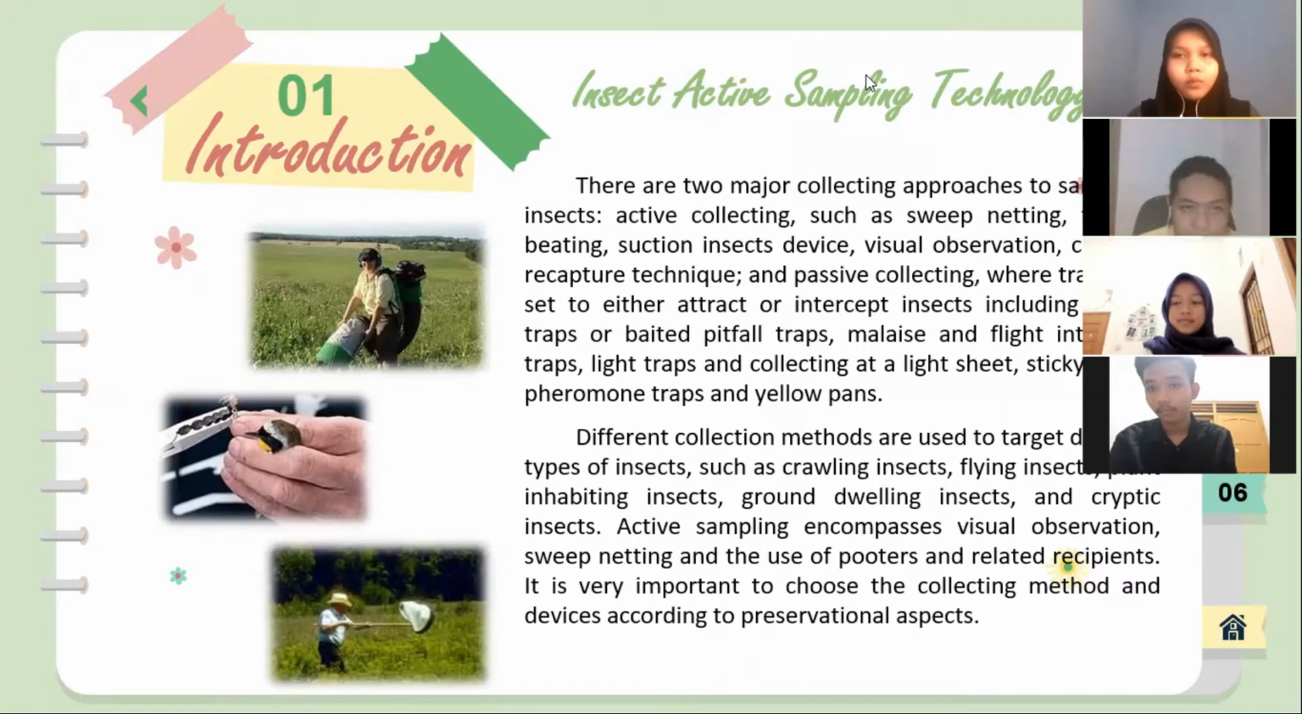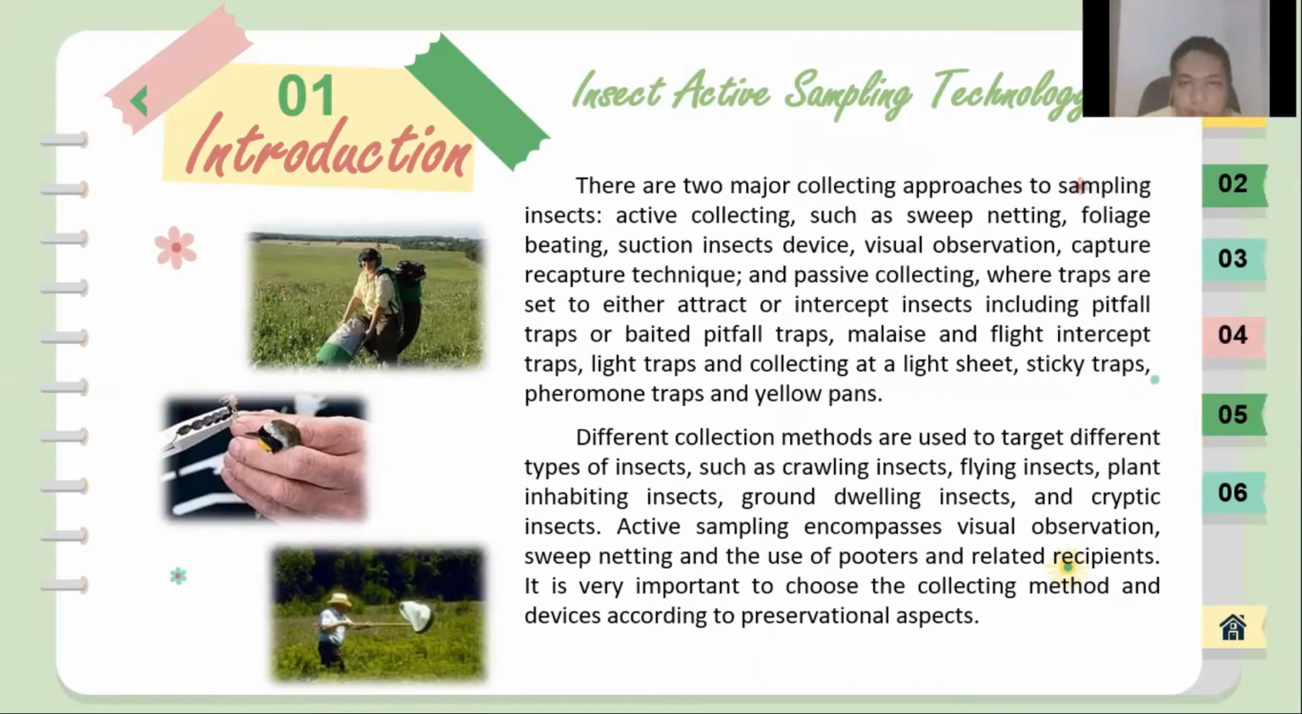First, introduction. Insect active sampling technology. There are two major collecting approaches to sampling insects. Active collecting, such as sweep netting, foliage picking, suction insect device, visual observation, capture-recapture technique, and passive collecting, where traps are set to either attract or intercept insects, including pitfall traps or baited pitfall traps, malaise and flight intercept traps, light traps, and collecting at light, sticky trap, pheromone trap, and yellow pans.